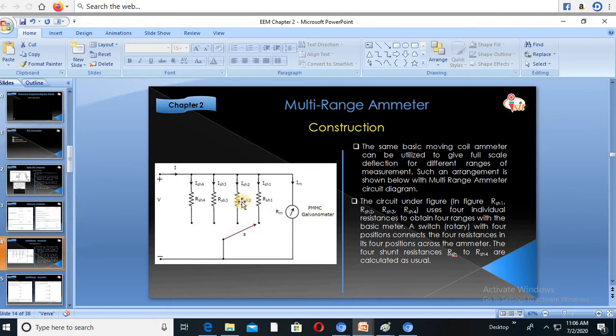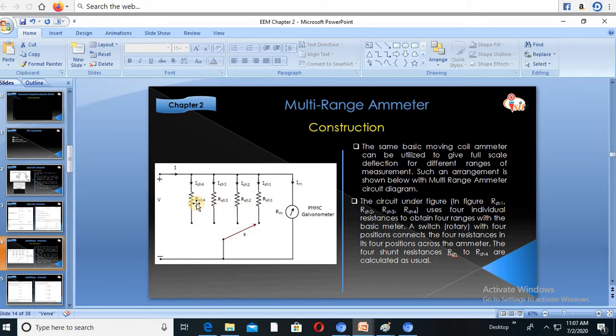This RSH1, RSH2, RSH3, RSH4 changes the range of the ammeter. Again I am repeating, RSH1, RSH2, RSH3 and RSH4 change the range of the ammeter. That's why it is called a multi-range ammeter. Now suppose you want to select the 10 ampere range, then you can choose RSH1. Consider RSH1 is for 10 ampere, RSH2 is for 20 ampere, RSH3 for 40 ampere, RSH4 for 50 ampere.